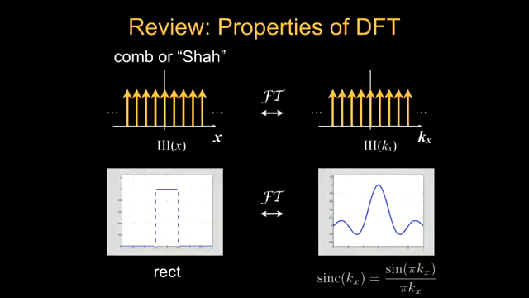Another thing is called the comb function. The comb function is a series of delta functions. If you apply the Fourier transform, it's still a comb function. So a series of delta functions, when you apply the Fourier transform, is still a comb function. We covered it last time. Rect is sinc, and sinc is rect. They are always exchangeable with each other.